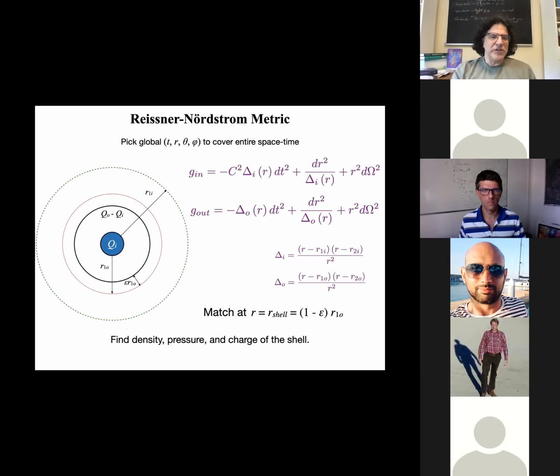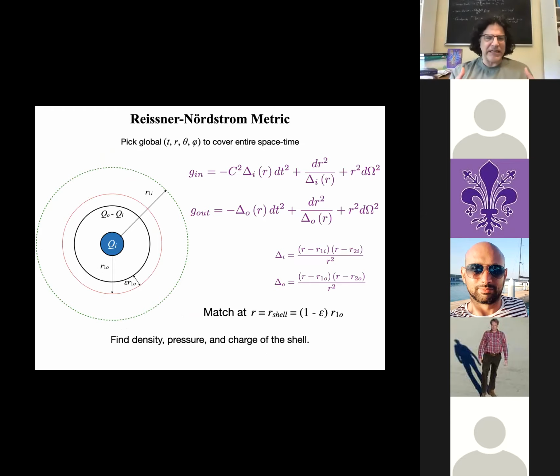And so the way you do it is you choose a metric outside and a metric inside, and both of these are Reissner-Nordström metrics. In order to use global coordinates for time, for example, we have to rescale the time on the inside by a constant, but it's a sort of trivial rescaling. And both of these metrics, as you saw with the Schwarzschild metric or the Reissner-Nordström that Surjeet showed, are the standard metrics, and all we have to do is match them at the surface.